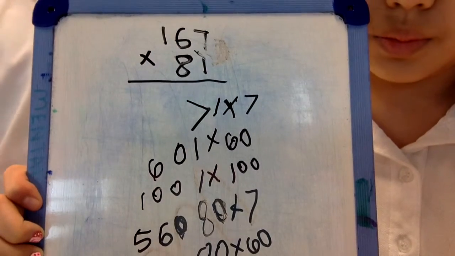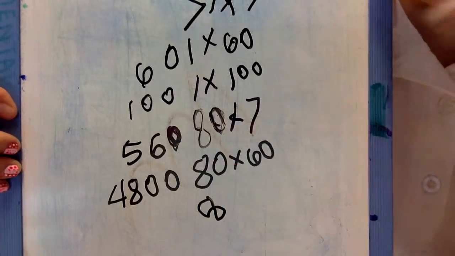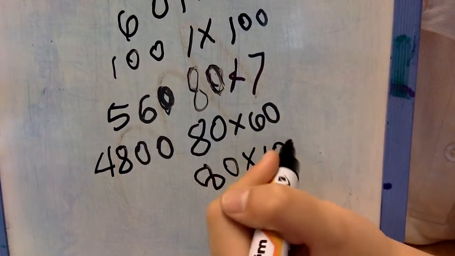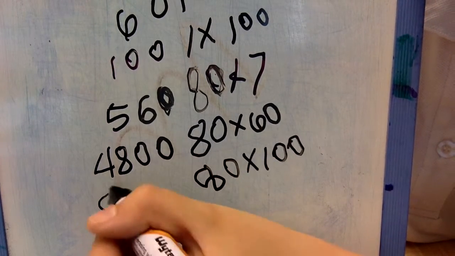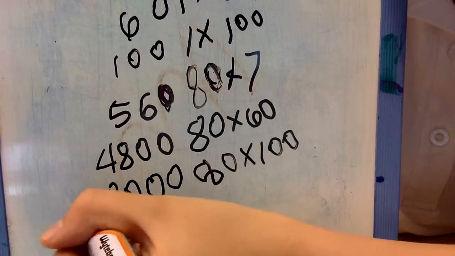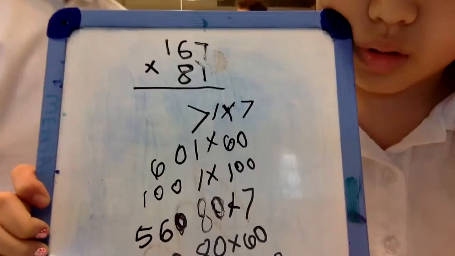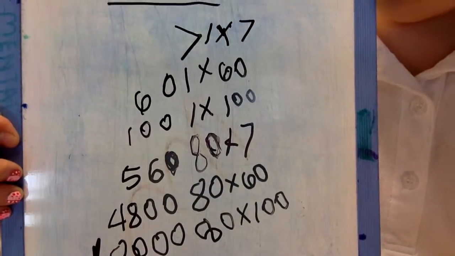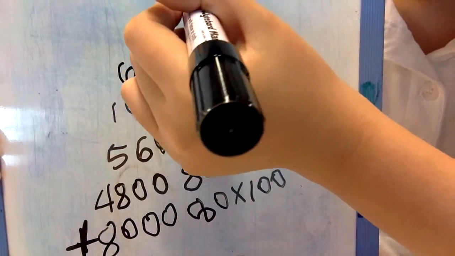Lastly, 80 times 100. 8,000. Now, so we've listed all what we have to do, and finally we have to add all these numbers up. So first we have 1 times 7, 7. So 7 plus 60, 67, plus 100.